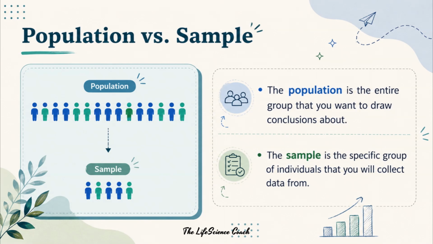Population and sample are two important concepts in research. A population means the entire group that the researcher wants to study or draw conclusions about. For example, all students in a college. A sample is a smaller group selected from that population to collect data from. For example, selecting 100 students from the college for a survey. Researchers usually study a sample instead of the whole population because it saves time, money, and effort. In simple words, population means the whole group, while sample means a small part of that group used for research.